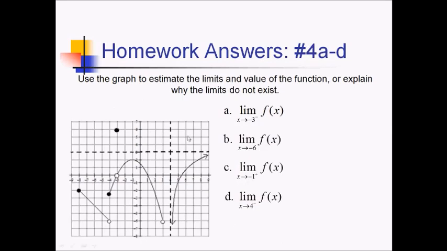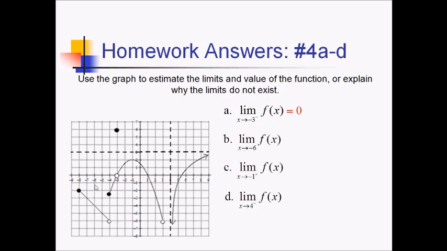For this problem, we have this function with lots of interesting features that we're trying to find some limits for. So for part A, we want the limit as x approaches -3 from the left side. So here's -3. Approaching that from the left side, we're heading toward the y value 0. Next, we're trying to find the limit as x approaches -6.